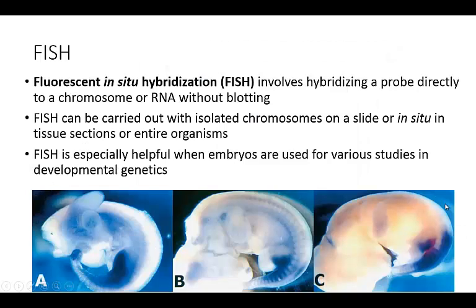FISH, or fluorescent in situ hybridization, involves hybridizing the probe directly to the chromosome or RNA. So it's going to cut out the intermediate step of that blotting. So in this case, you want to see how this is present, where it is present in vivo. So what you can do, you can carry this out with isolated chromosomes on a slide, you can look at tissue sections, you can look at entire organisms during development. This type of technique is incredibly helpful when you're looking at embryos for various studies in developmental genetics.